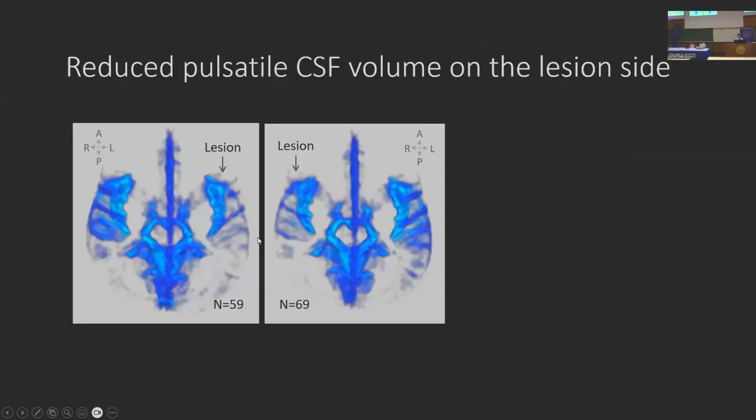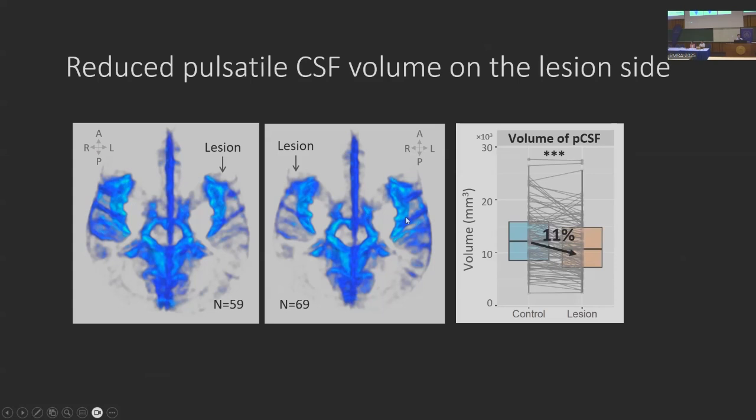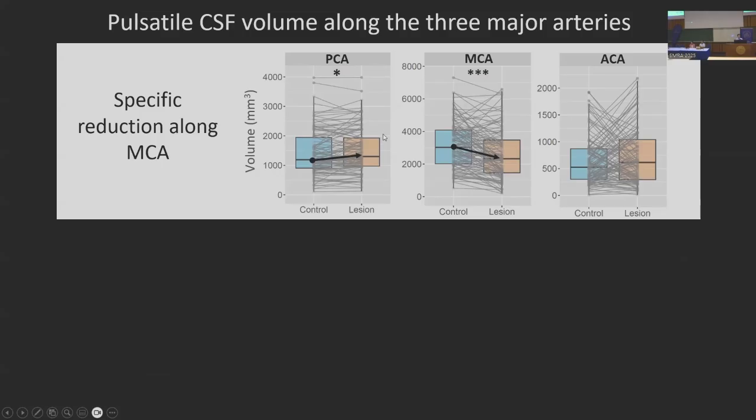When we average all the patients in this single figure, this is the patients with a lesion on the left, and this is the patients with a lesion on the right. We can see that on the lesion side, the volume of the pulsatile CSF is reduced significantly compared to the opposite side. The reduction of volume is 11% overall. If we look at specific regions, on the PCA it actually increased, possibly a compensation effect. On the MCA it's significantly reduced. On the ACA, there is no significant difference.